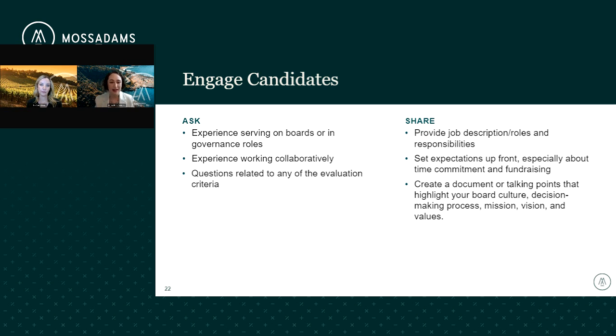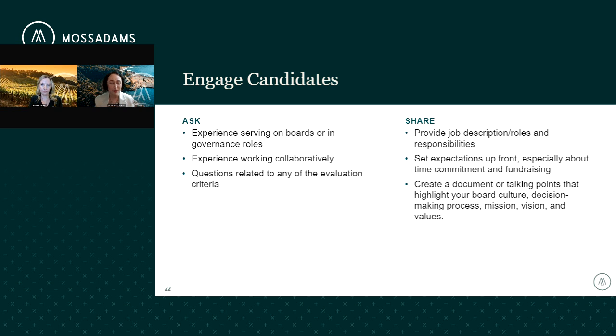And also experience working collaboratively. I like to say boards are a team sport. You're always going to be working within a group, whether you're on the board, whether you're within a committee. So understanding their experience of being able to be effective within a group of people where you might have very different ideas a lot of the time. That can be a strength of your board too. But asking about their experience in those types of team settings can be very helpful. And then obviously any questions that are related to the evaluation criteria that you would set at the beginning of the board recruitment in terms of specific skill sets that you might be looking for.